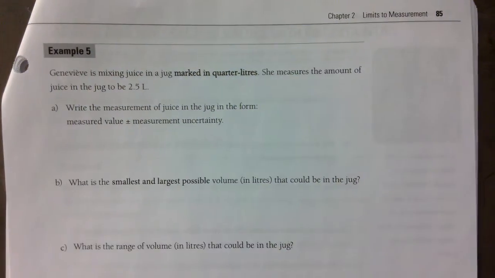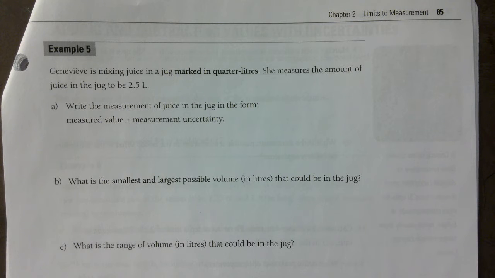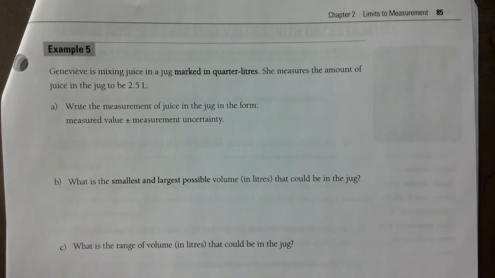Back to your books, page 85. So I'm hoping that after today, if you still had any doubts about precision and uncertainty and all that, you'll have a pretty good grasp on this. Okay? So go to 85. If you have a highlighter, great.